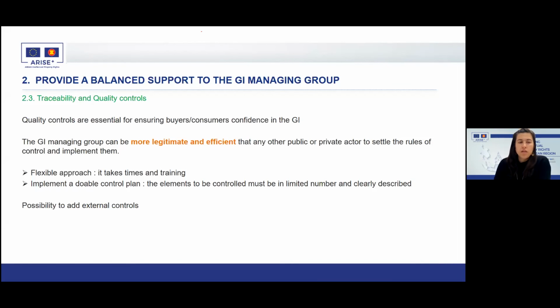Second recommendation is to implement a doable control plan. Sometimes the control plans are too sophisticated and it's not even readable. So the elements to be controlled must be in limited number, and clearly described. Then it's possible to update and make it more precise in 5 years. But at the beginning, a simple, doable control plan. It's also possible to add external controls. It depends on the national framework that was decided.